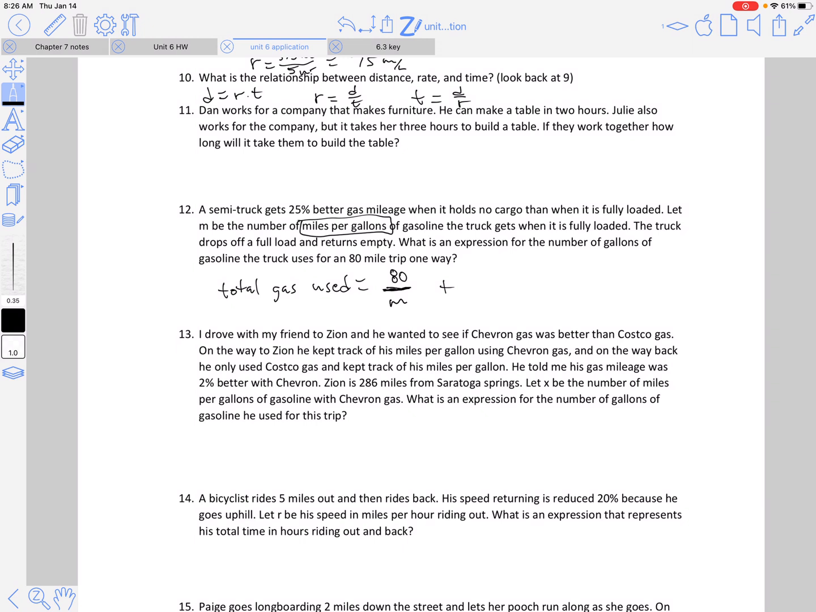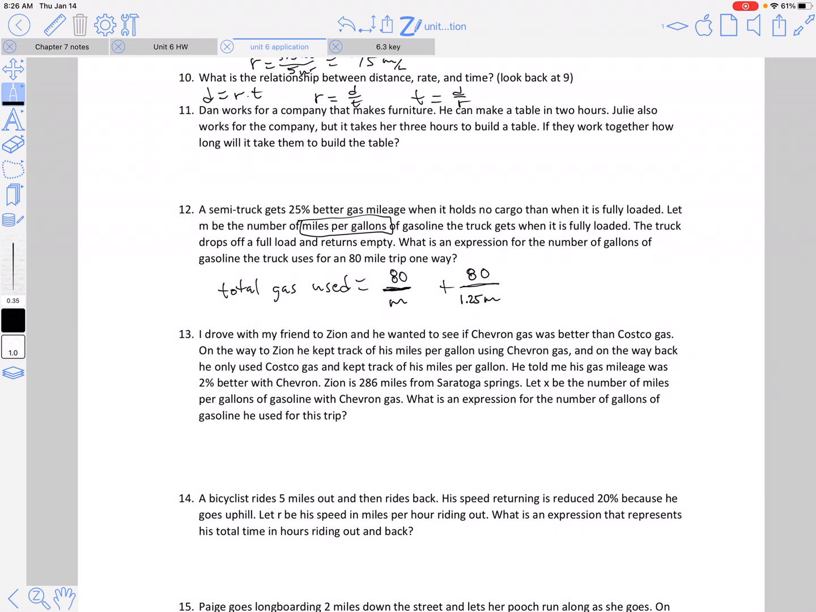Okay. So when it's fully loaded, he's going to take longer. Okay. So this is when he's empty, right? M was when he's loaded, right? M is the number of miles per gallon when it is fully loaded. When it's empty, we know that it's going to get better, okay? So his miles per gallon is going to get better. So on the way back, he still has to travel the same distance.